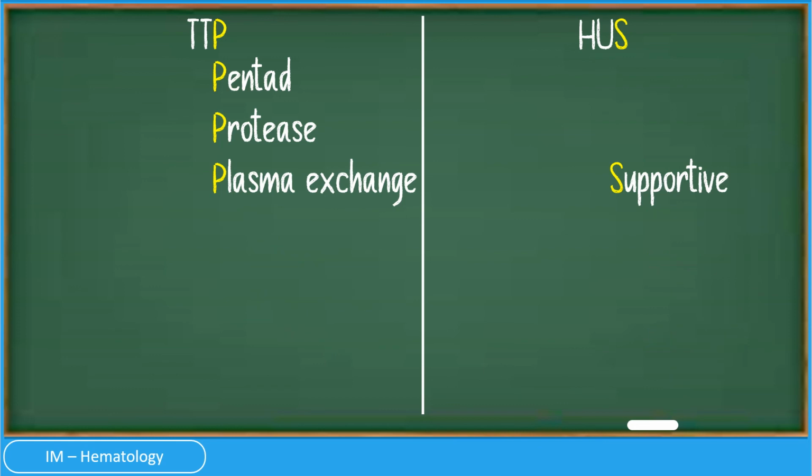In summary, TTP has a pentad, and patients with TTP have a problem with the protease, that is the ADAMTS13, and the treatment is plasma exchange. In HUS, the treatment is primarily supportive.